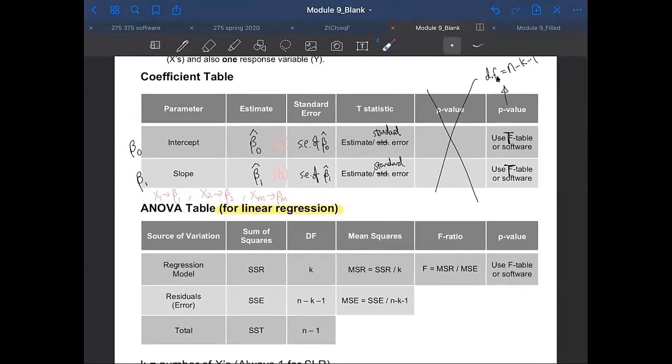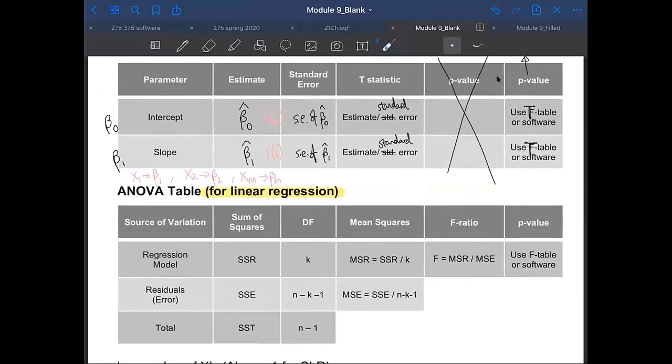The next table we have is the ANOVA table. Again, this is different from the one we covered last week. The table set up here is for linear regression. The numbers are somewhat similar to what we had last week, but they are not identical. That's the key. Let's take a look.